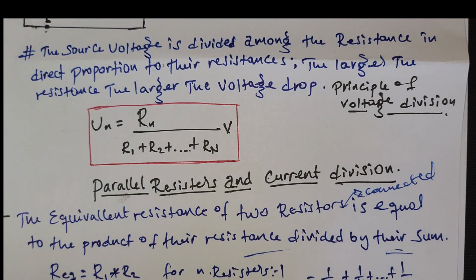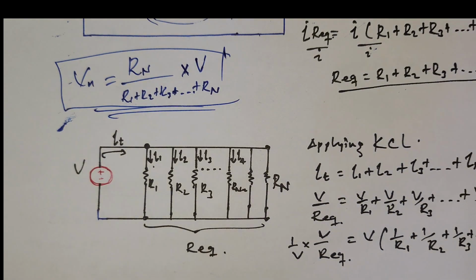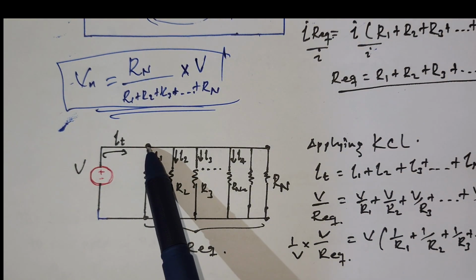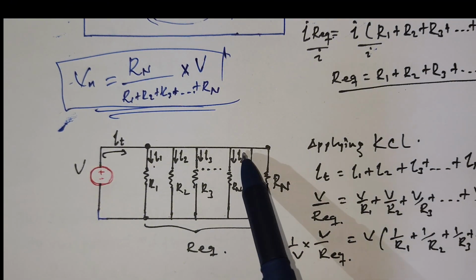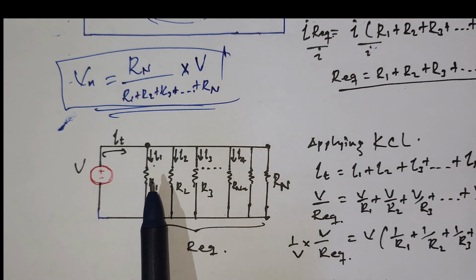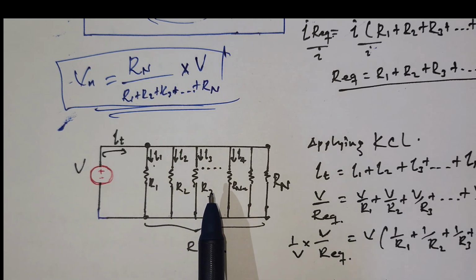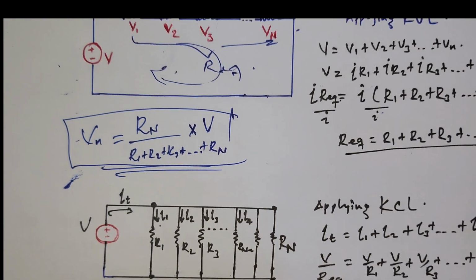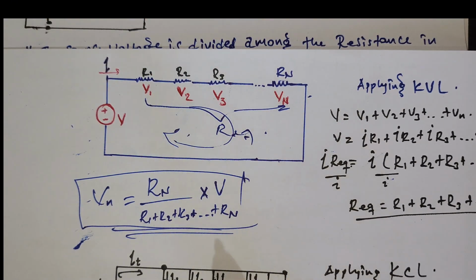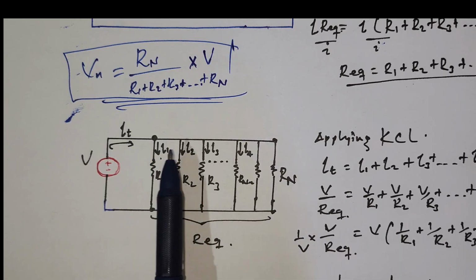So let's head to parallel resistors. Elements are said to be connected in parallel when they share the same two nodes, like this. So elements which are connected in parallel have the same voltage. Elements in series have the same current. Elements in parallel have the same voltage.